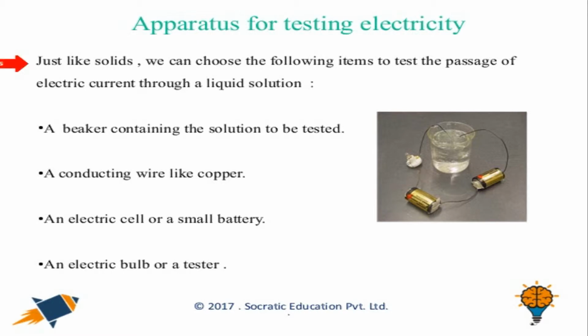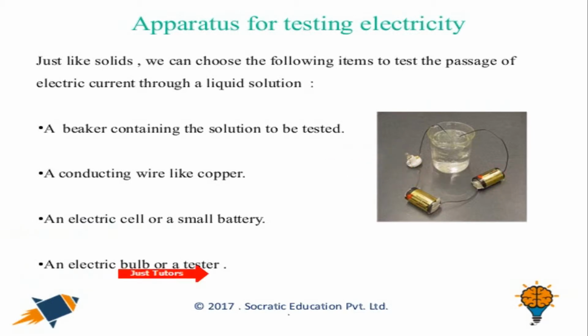Now moving forward, just like with solids, we can choose the following items to test the passage of electric current through a liquid solution. We need a beaker containing the solution to be tested. This is the beaker, and inside we have the solution which is to be tested. A conducting wire like copper. This is a copper wire. An electric cell or a small battery. An electric bulb or a tester.